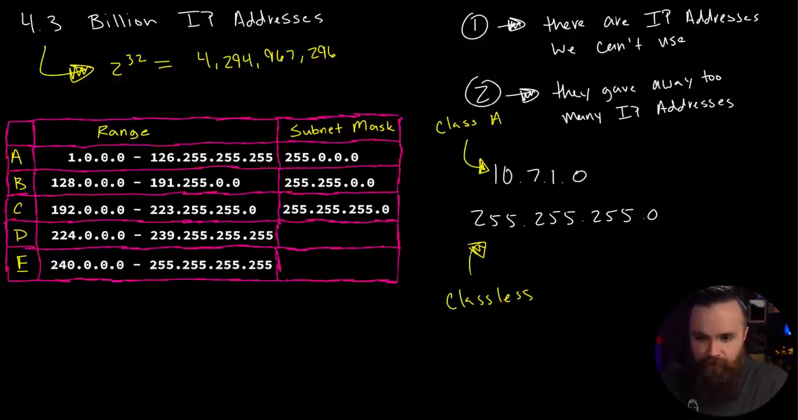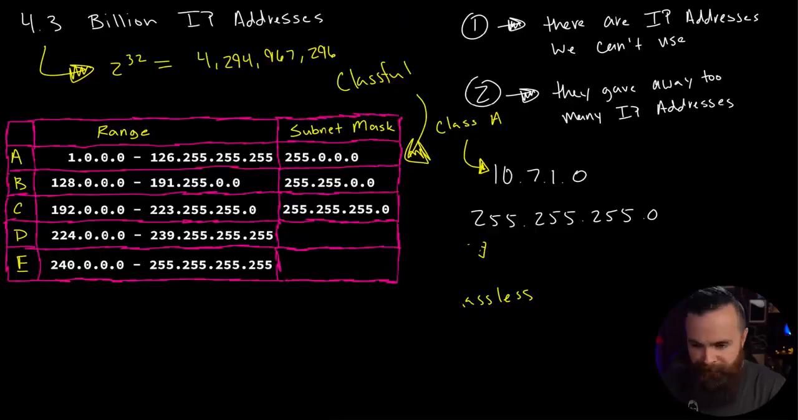Got no class. But if you do obey the rules and you use the default subnet mask, then you're class full. You're full of class. You're elegant, but you're no fun. No, I'm just kidding. A little bit. So anyways, getting back to our address ranges, our classes.